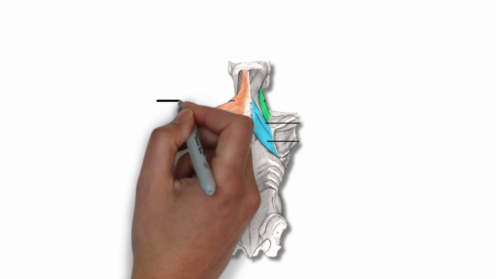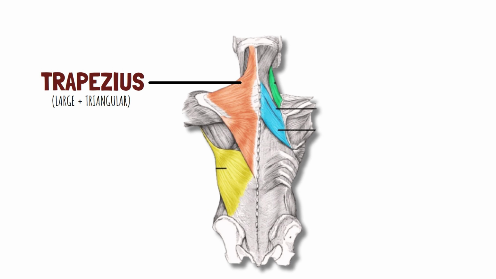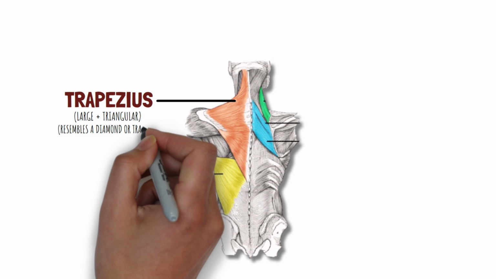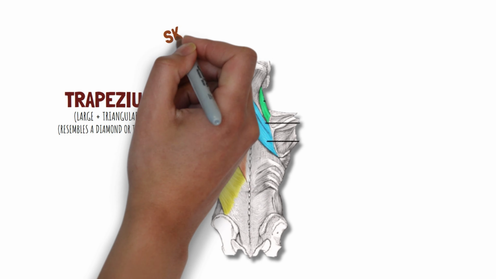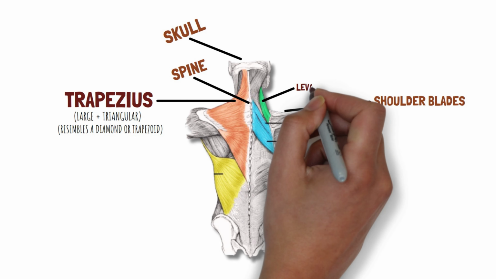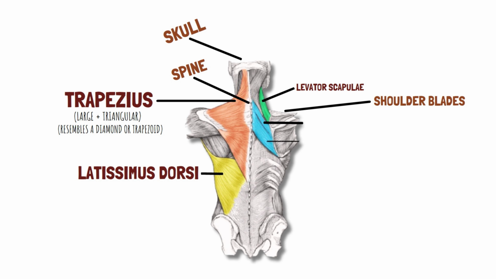The trapezius muscle is a large triangular muscle at the back of your neck and upper back. Its shape resembles a diamond or trapezoid. The muscle attaches to the skull, spine, and shoulder blades. It's part of the outer layer of back muscles, working with muscles like latissimus dorsi and rhomboids.